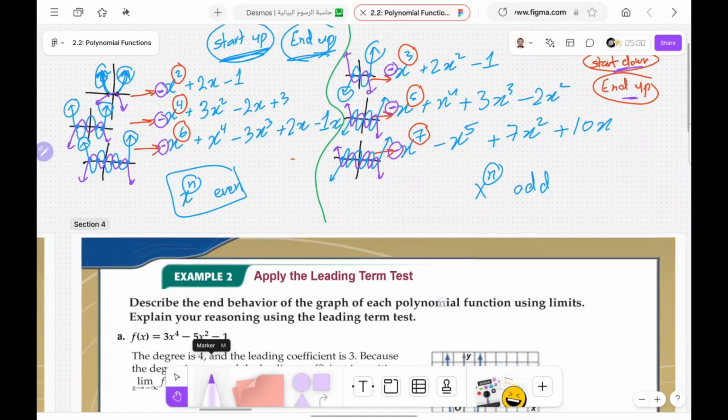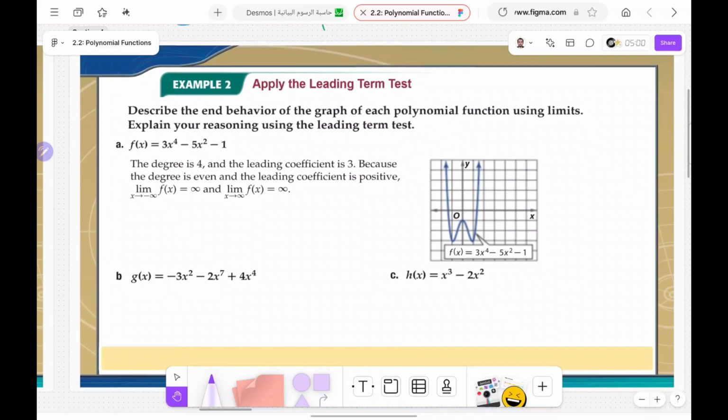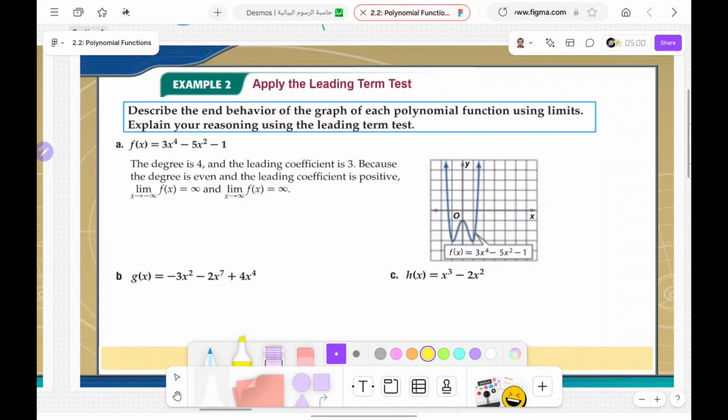Now let's start solving this example, applying the leading term test. As you can see here, describe the end behavior of the polynomial function. So we need to mention the end behavior of the polynomial function.